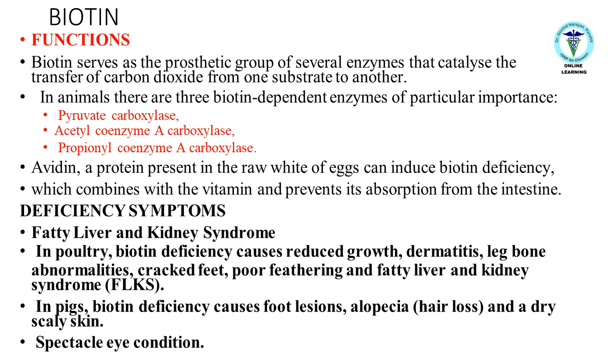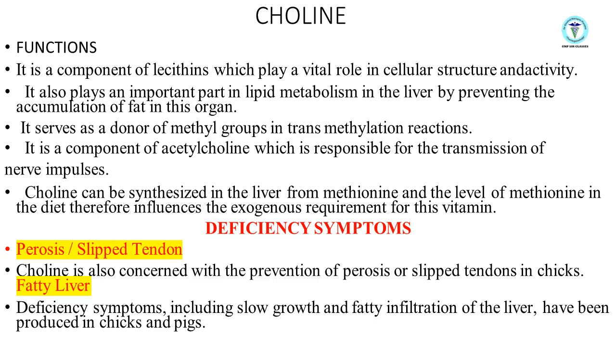Deficiency symptoms. Fatty liver and kidney syndrome. In poultry, biotin deficiency causes reduced growth, dermatitis, leg bone abnormalities, cracked feet, poor feathering and fatty liver and kidney syndrome, FLKS. In pigs, biotin deficiency causes foot lesions, alopecia, hair loss, and a dry scaly skin. Spectacle eye condition.